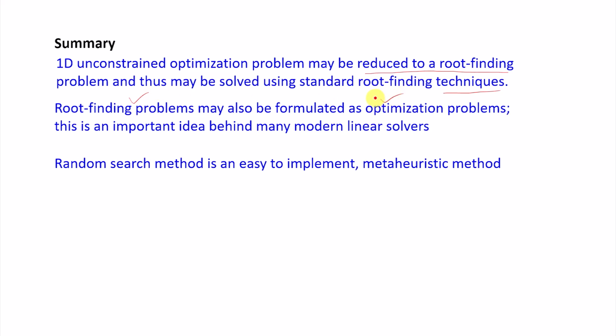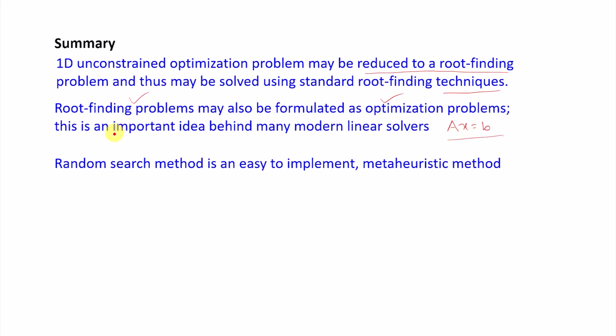Now here we have discussed only a very trivial case, but many modern linear solvers, Ax equals b solvers, use this philosophy. Instead of solving Ax equals b directly, they find a function for which the minimum point will be the solution of Ax equals b. For example, the conjugate gradient method, you may have heard the name. Conjugate gradient method solves Ax equals b exactly this way. It minimizes a function for which the derivative is Ax minus b, and then it gives the solution of Ax equals b back from optimization.